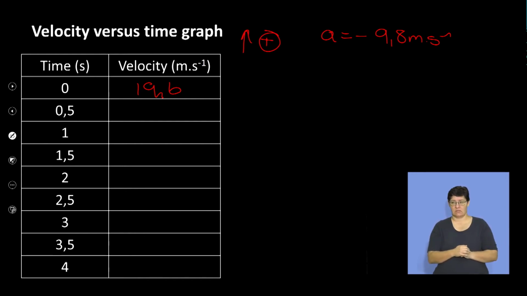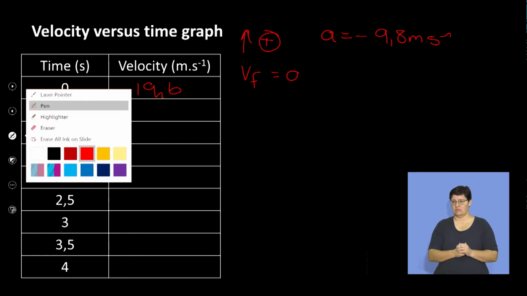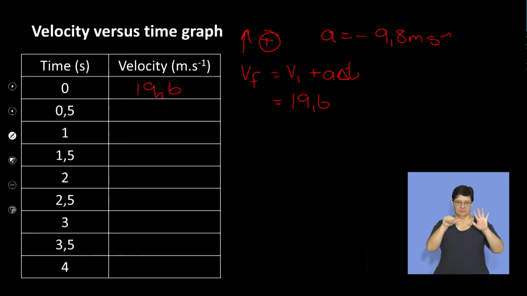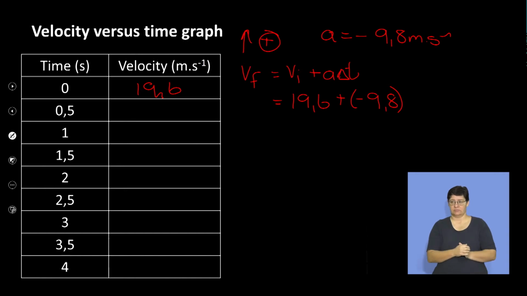I need to calculate the velocities for all the rest. Thinking about the information I have, I'm going to use this equation. If I write it correctly, that's always important: VF equals VI plus A delta T. Now what's going to stay the same is the fact that that's 19,6. This is minus 9,8. And for each of these equations, I'm going to change time. First one is at 0,5.